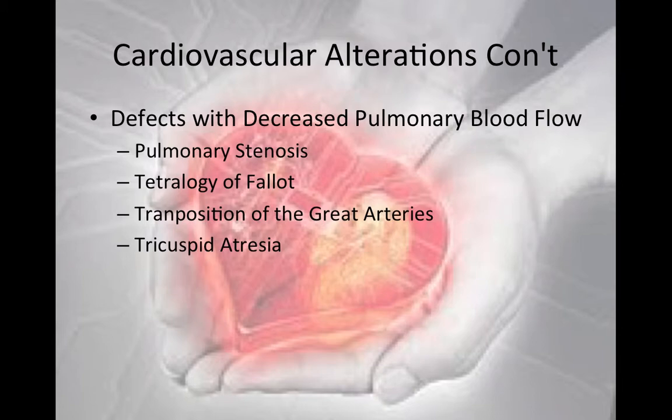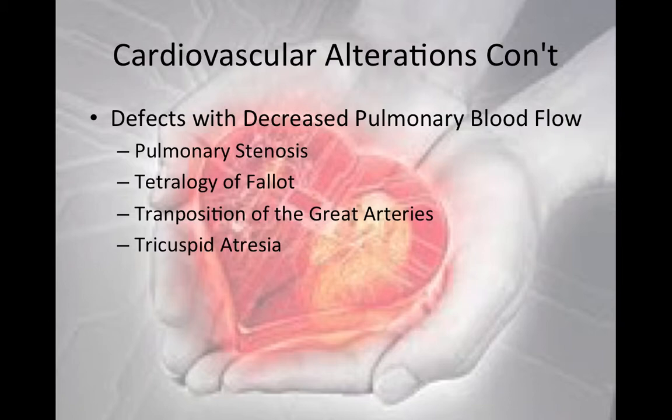So here I want you to go ahead and review defects with decreased pulmonary blood flow. Those do include pulmonary stenosis, tetralogy of Fallot, transposition of the great arteries, and tricuspid atresia. Same as the other congenital heart defects, I do want you to pay close attention to the clinical manifestations, diagnosis, and treatment regimens. Of course, if you have to review the pathophysiology, please do that as well to actually understand what is going on in the heart as this defect is occurring.